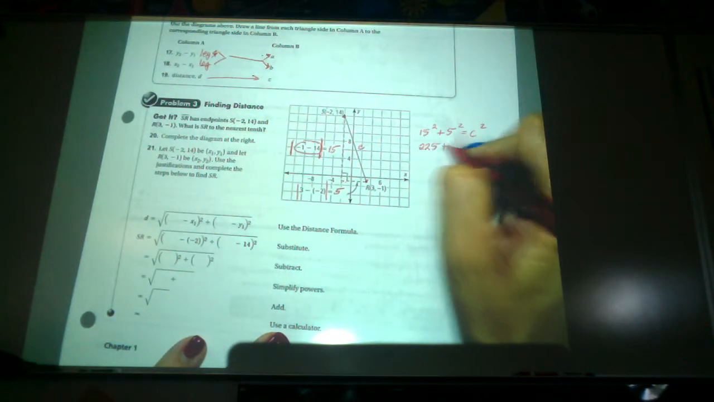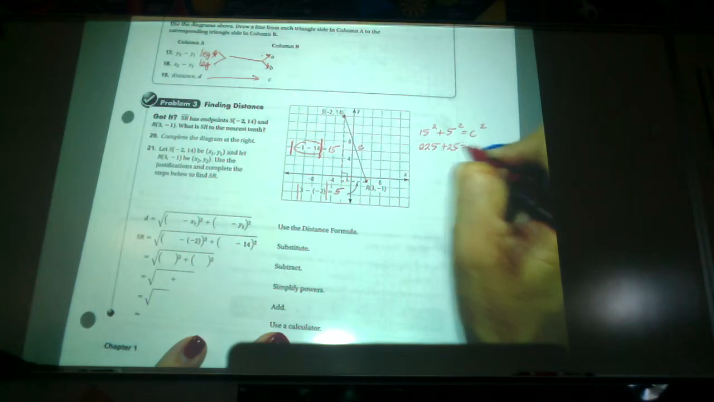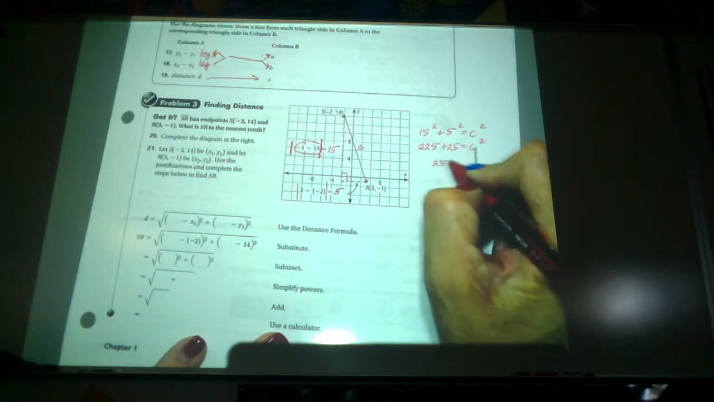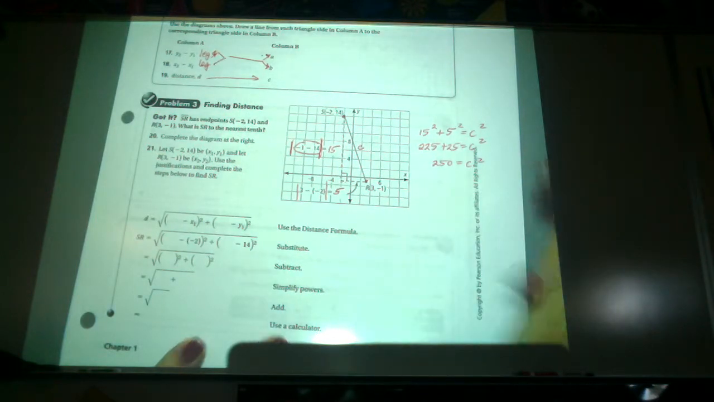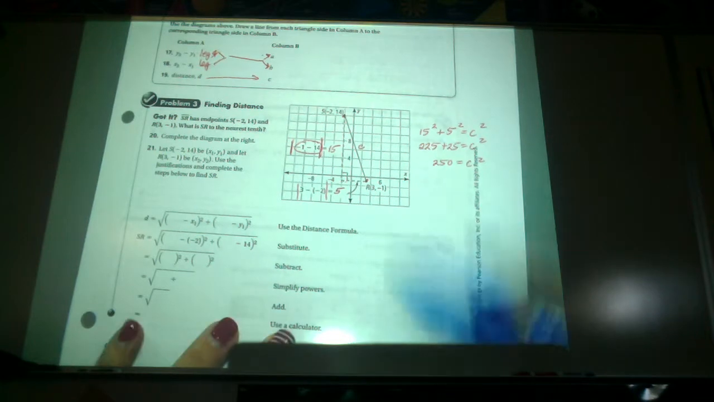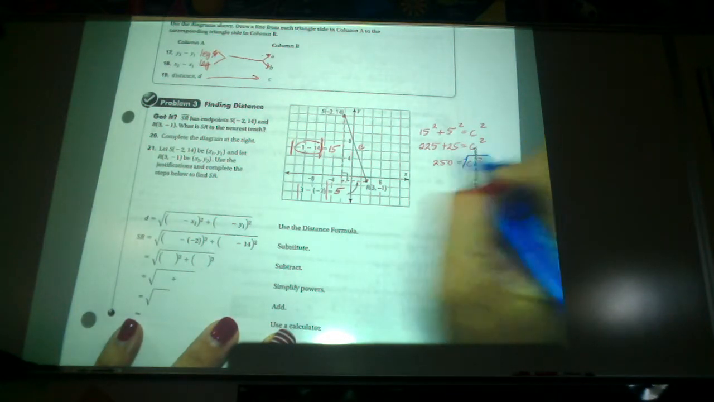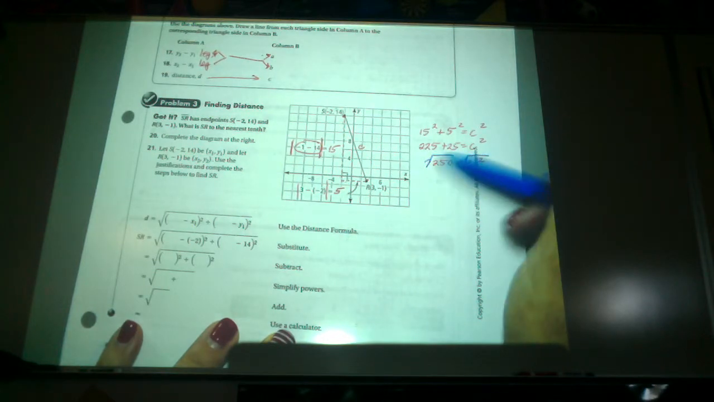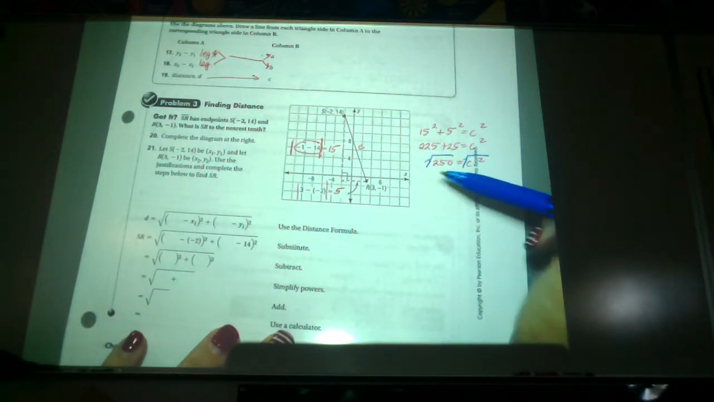225 plus 5 squared, which is 25, equals c squared. 225 plus 25 is 250, equals c squared. And then to find c, can't I take the square root of both sides? Now technically we should do plus or minus the square root of 250, but we know that distance is not going to be negative.